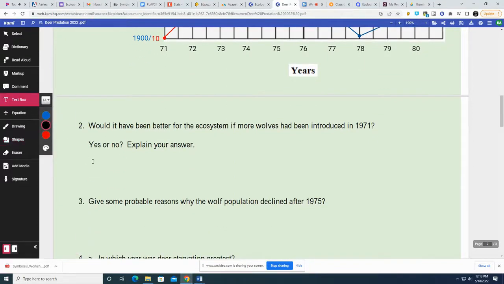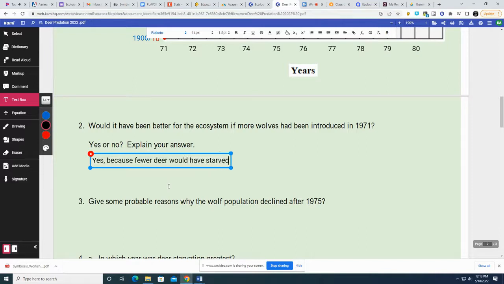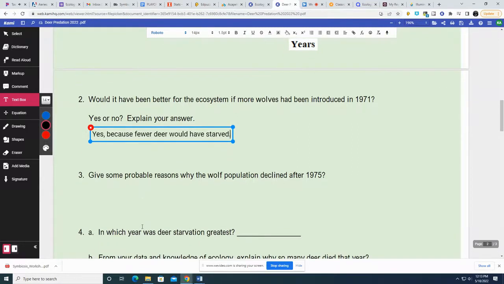Would have been better off for the ecosystem if more wolves had been introduced in 1971. Anything is valid. I'm going to say yes, because fewer deer would have starved. As you can see, if you look on the data table, in 1973, 500 deer died of starvation, and there were only 2,500. So 20% of the deer died of starvation. That's not good. You don't want them to die of starvation. But once the wolves took over, no deer died of starvation because they didn't run out of food, because the deer population was kept in check by the wolves.